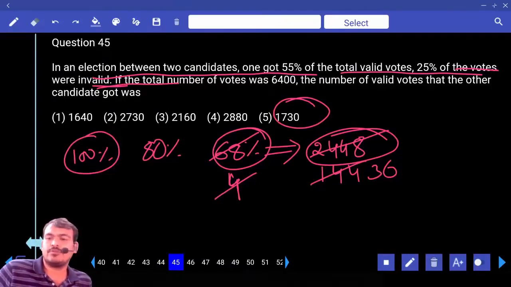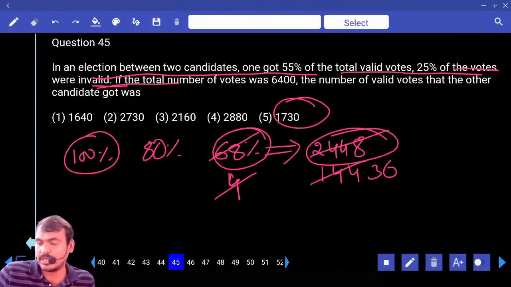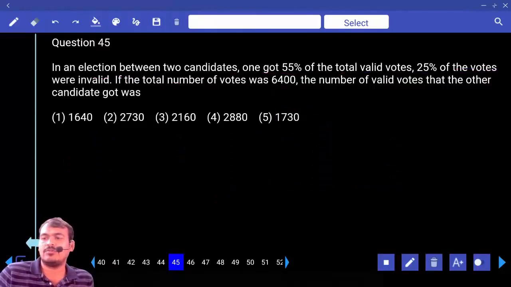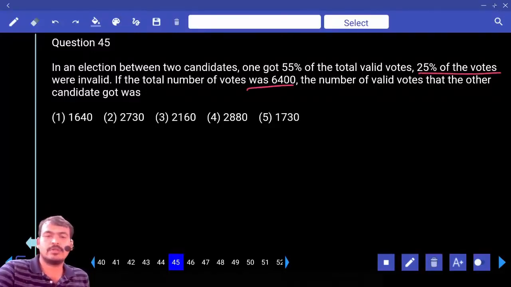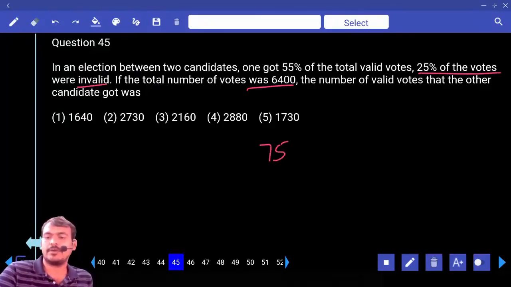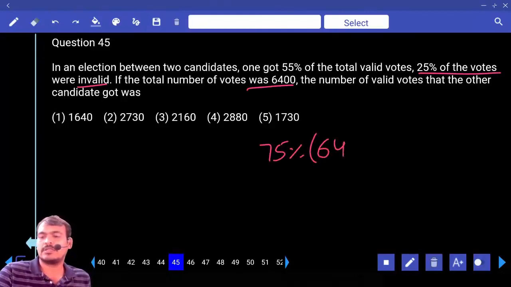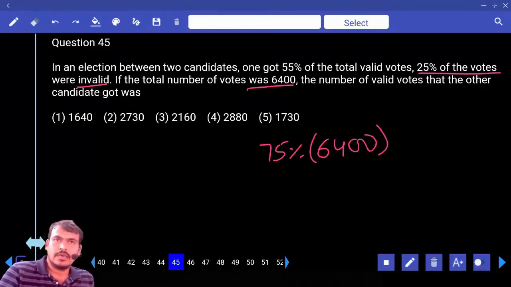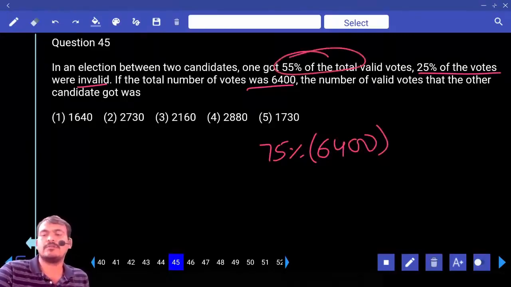In an election between two candidates, one got 55% of the total valid votes and 25% of the votes were invalid. If the total number of votes was 6400, what is the number of valid votes that the other candidate got or not? Okay. Suppose total votes already given is how much? 6400. In that, 25% are invalid or valid? Invalid. Means valid votes are 75% of which value? 6400 or not?